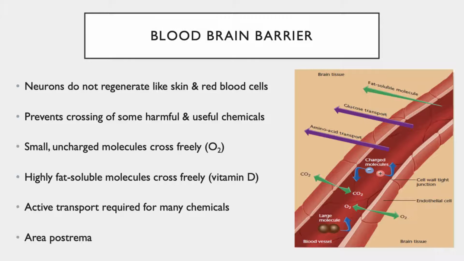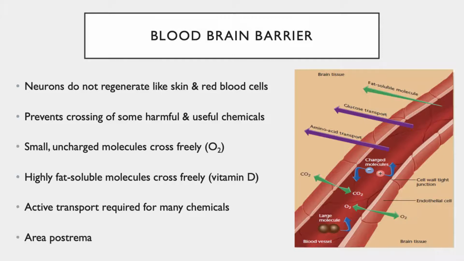Now, the area postrema is a region of the blood-brain barrier that is intentionally weaker than many other areas of the blood-brain barrier. And I want you to ask yourself for a moment, why would there be an intentionally weak area of the blood-brain barrier? Why would that exist?